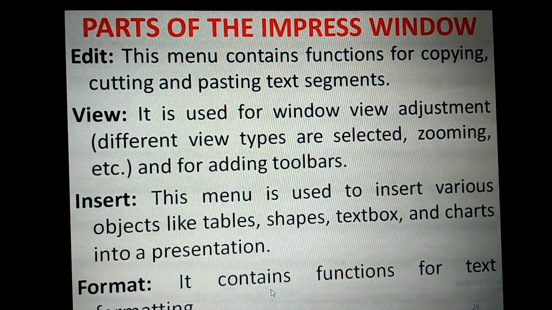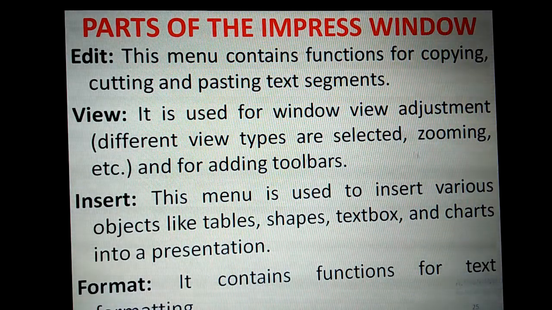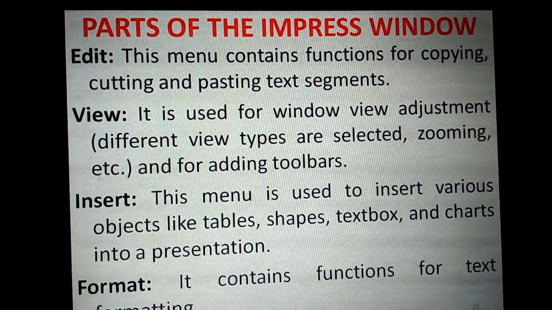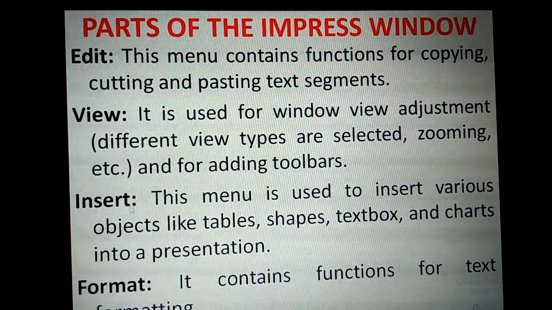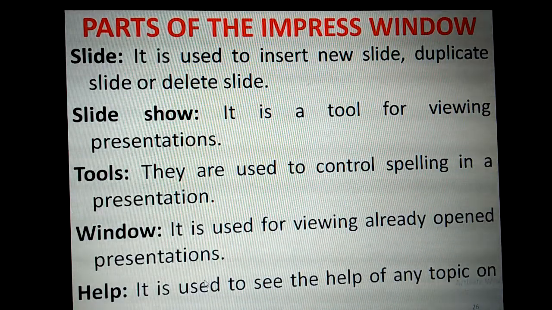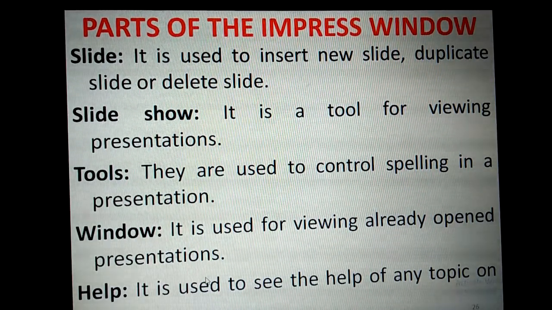And then edit menu, it contains functions for copying, cutting and pasting the text segments. And then view, it is used for window view adjustment, like different view types are selected like zooming, etc. And for adding toolbars we can use the view tab. And then insert, it is used to insert various objects like tables, shapes, text boxes, charts into a presentation. We can include an object with the help of the insert option. And then format, it contains functions for text formatting. Slide, it is used to insert a new slide or duplicate slide or delete slide. All these three options we can perform with the help of the slide menu.